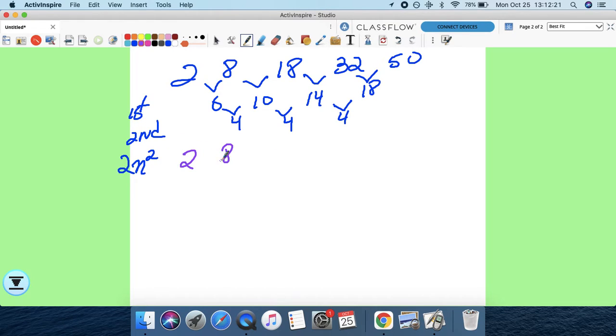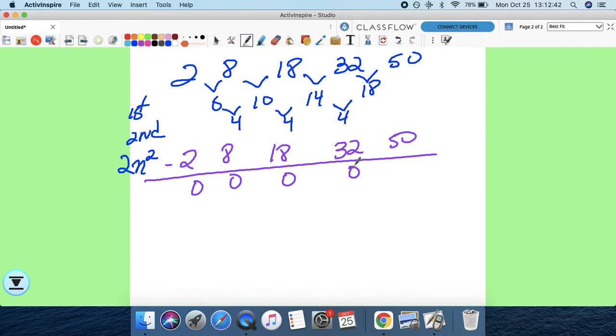3 squared is 9 times 2 is 18. 4 squared is 16 times 2 is 32. And then 5 squared is 25 times 2 is 50. Okay? So we're going to subtract. Subtract is 0, 0, 0, 0, 0. So when they're all the same, you can stop. So our rule, this one is even easier. It stays right there. It's just 2n squared.